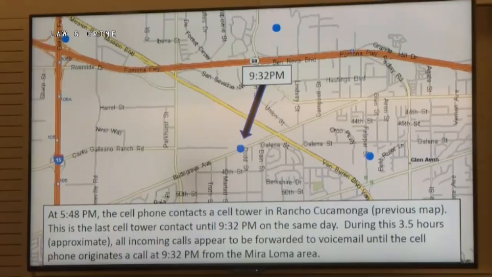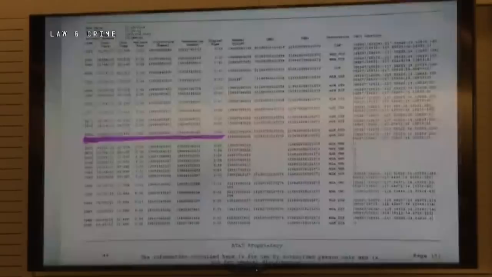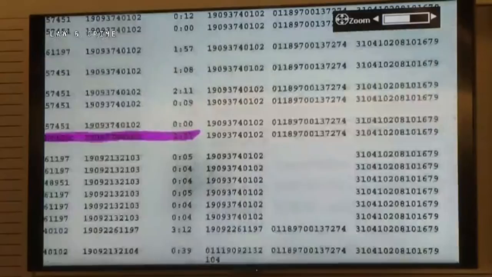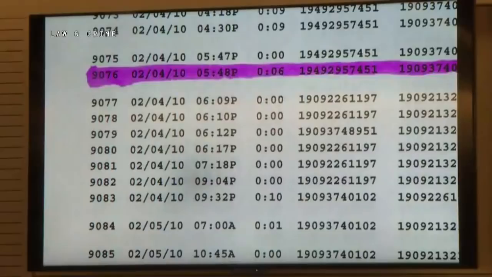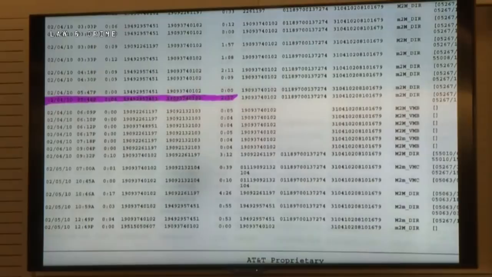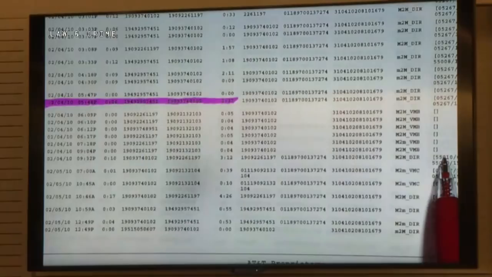When I show you 439C, can I have the overhead, please? Do you see that 5:48 request for service in the CDR? Yes. Now I'm going to zoom out so we can follow the line across. And it has cell tower data, correct? It does. The next line that has cell tower data is when? 9:32 p.m. That would be here? Yes.